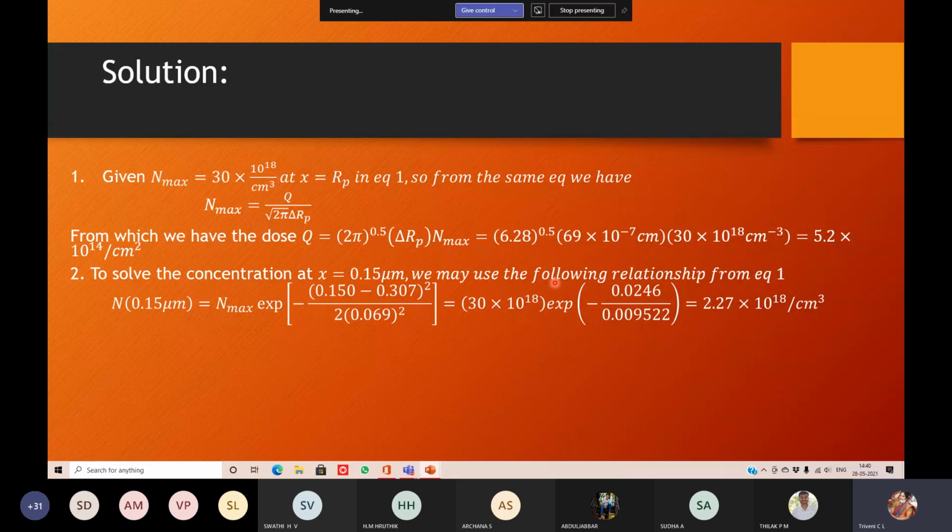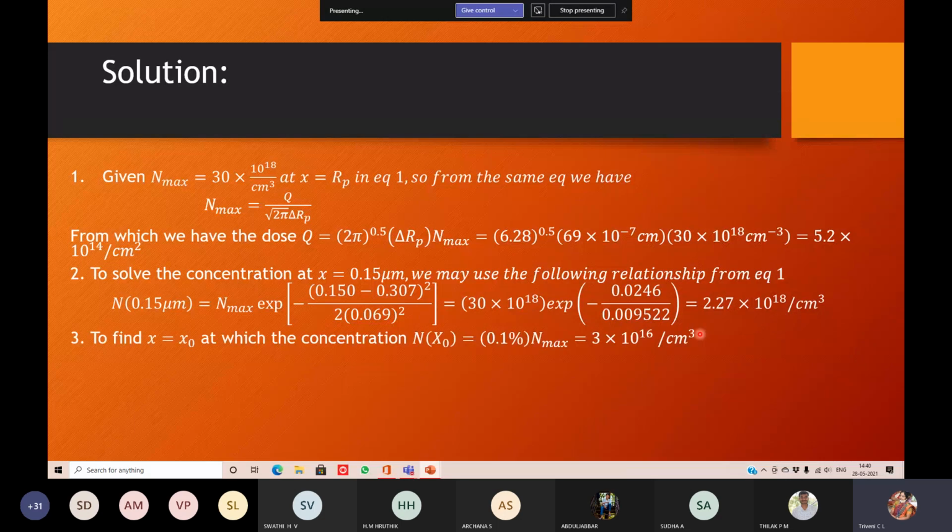Given the value, substitute, and you'll be getting this N at x equal to 0.15 micrometer is equal to 2.27 × 10^18 per cubic centimeter. This is the answer to question 2. Later we have taken question 3.